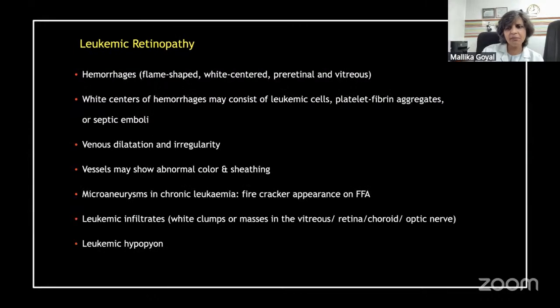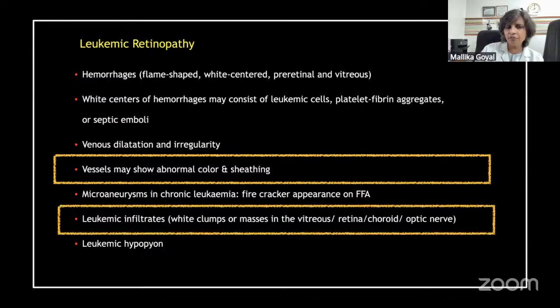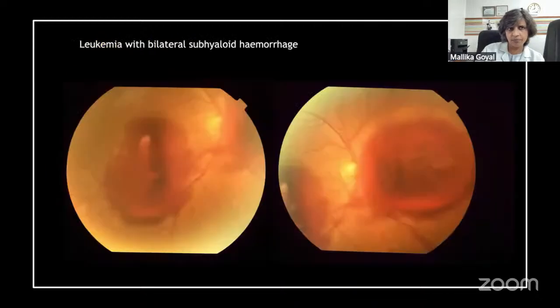Leukemic retinopathy is very much like anemic retinopathy: hemorrhages, white-centered hemorrhages. These white centers contain leukemic cells, platelet fibrin aggregates, and septic emboli. But what is specific to leukemic retinopathy may be the abnormal color of the vessels, sheathing of the vessels, leukemic infiltrates, white clumps or masses in the vitreous, retina, subretinal space, choroid, optic nerve, and along the retinal vessels, and leukemic hypopyon. These are specific to leukemia as versus anemia alone.